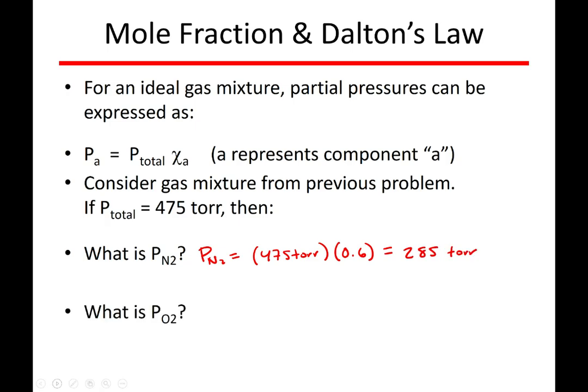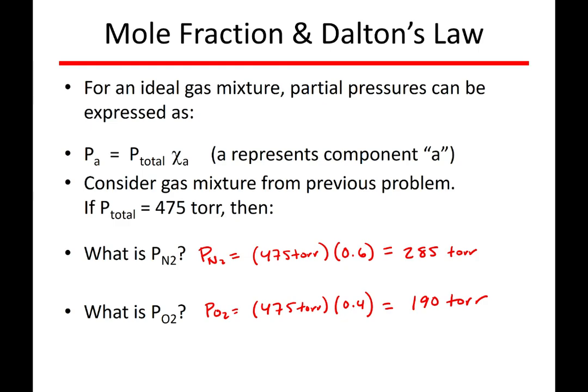Additionally, we can find what the partial pressure of O2 is from this equation. We can say that the partial pressure of the O2 is equal to our total pressure of 475 torr. And we're going to multiply that by the mole fraction of O2. We found that 40% of the gas was O2, so multiply by 0.4, that's our mole fraction. And the partial pressure of the O2 is 190 torr. That's how we're able to use this form of Dalton's law to acquire what the partial pressures are in a mixture if you know what the mole fractions are.